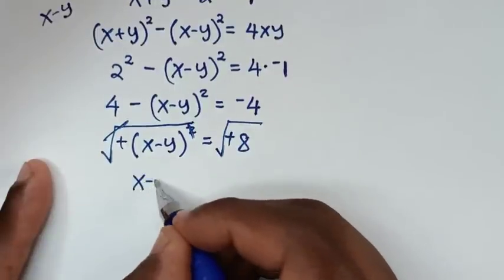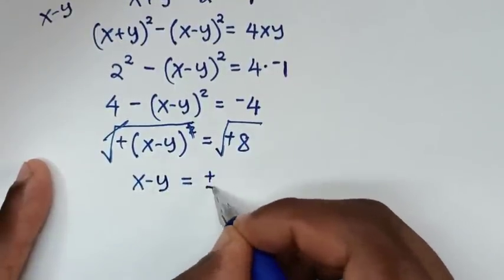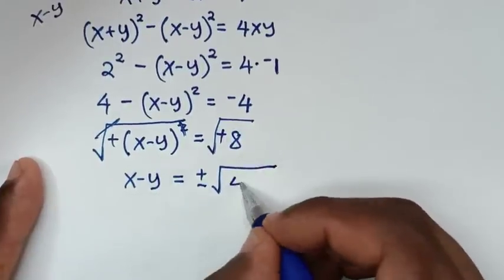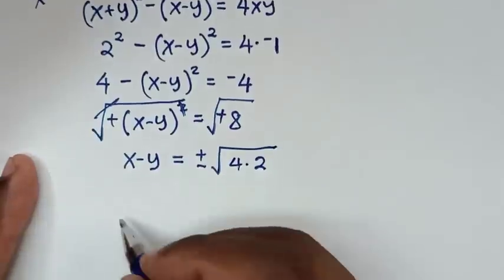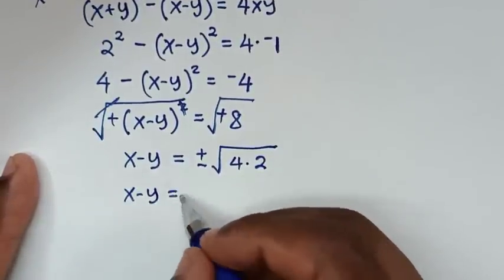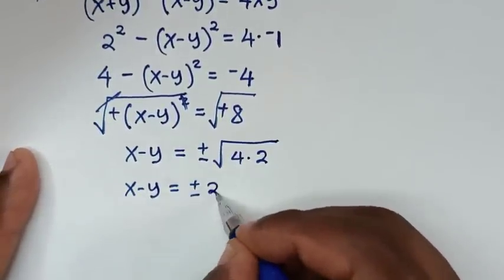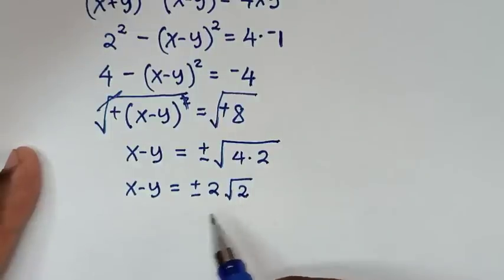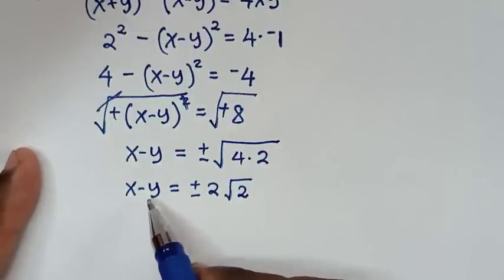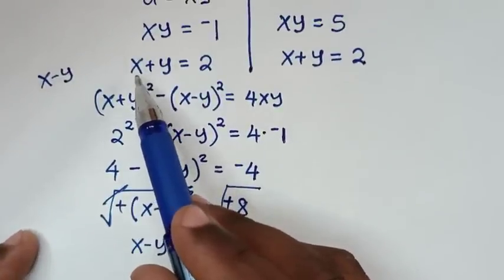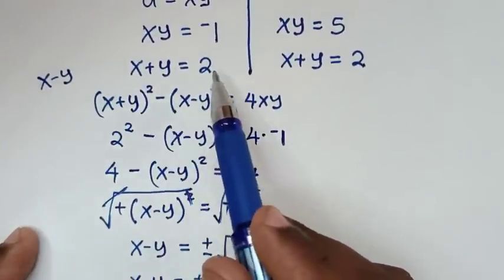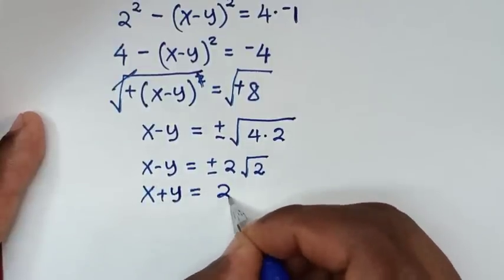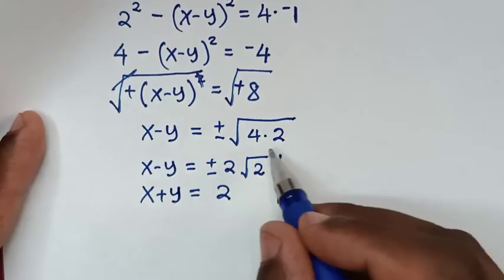then it will be x minus y is equal to plus or minus square root of 8, which is the same as 4 times 2, so it will be x minus y is equal to plus or minus square root of 4, which is 2, times this square root of 2. Now from here we have the value of x minus y, then we'll compare with the first equation in our problem, x plus y is equal to 2, so we'll use this x plus y is equal to 2, then we'll solve these simultaneous equations.